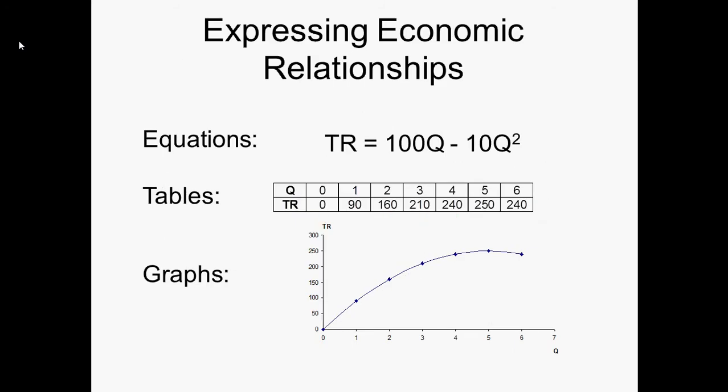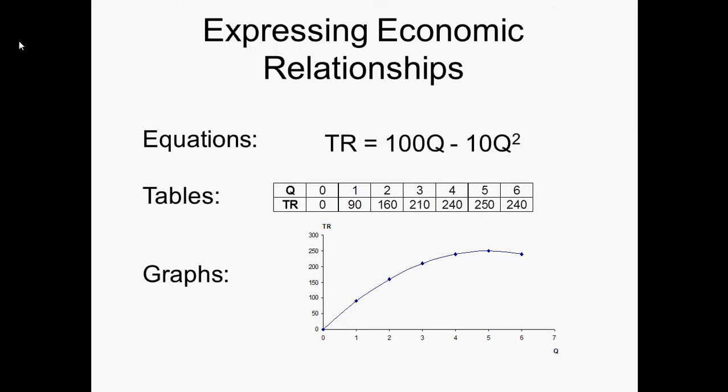Now, optimization is kind of a mathematical concept. So we look at economic relationships. If we want to engage in optimization, then we need to express them mathematically. So in this case, we are expressing total revenue, TR, as a function of the quantity that's produced and sold. So in this case, we say TR equals 100Q minus 10Q squared. Notice we're not saying anything about cost right now, just revenue.